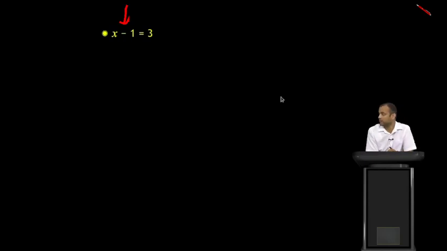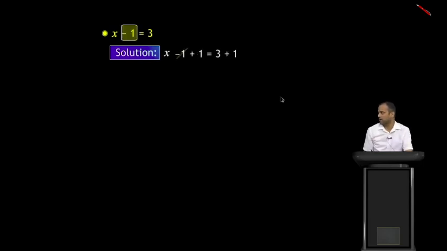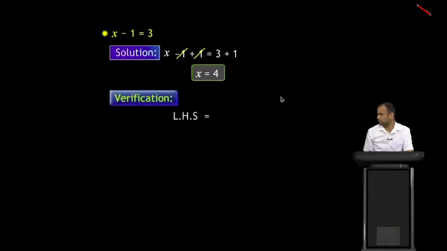So here you can see that with x we have -1. Okay, on LHS we have -1. So if we want to remove this -1, we will add 1 both sides. In LHS this 1 cancels out this -1, and on RHS we have 4. So this is the value of x, which is 4, and this is called the solution. And here we can verify this one also.